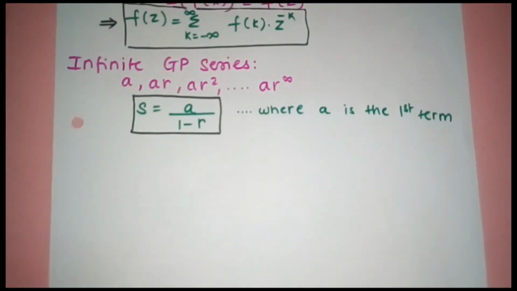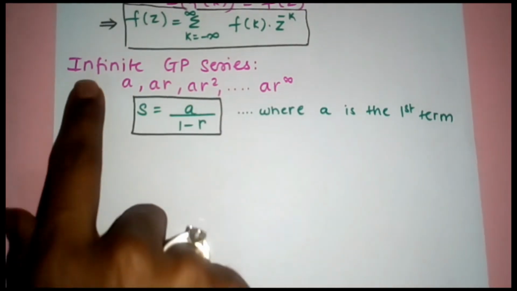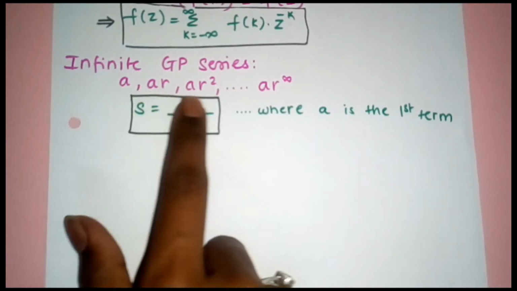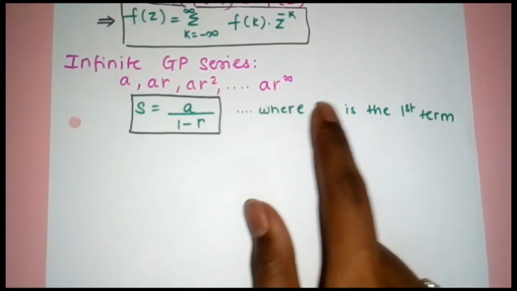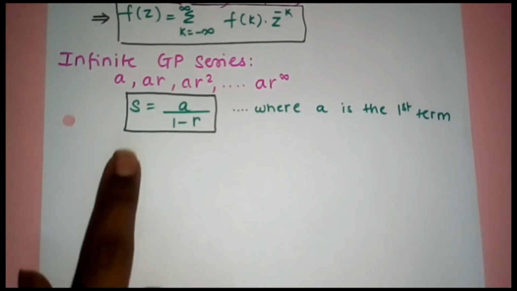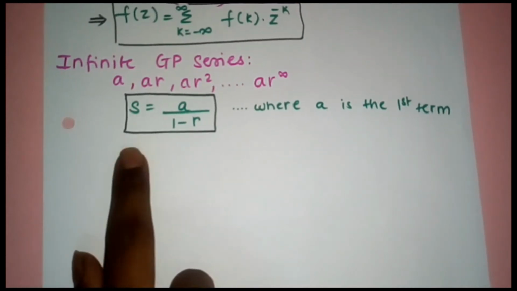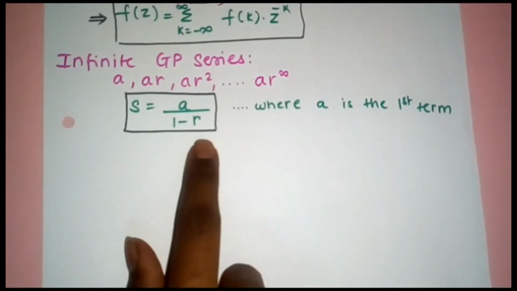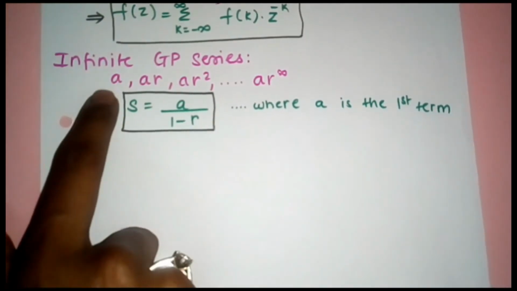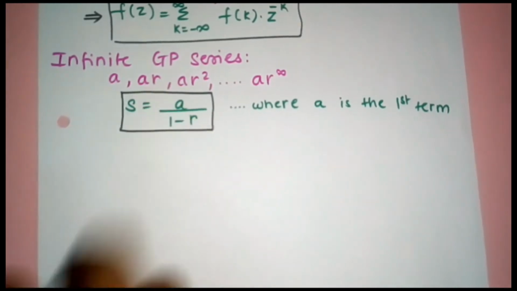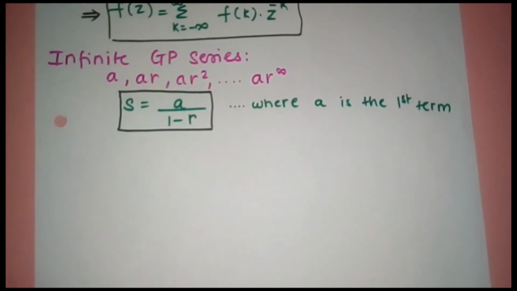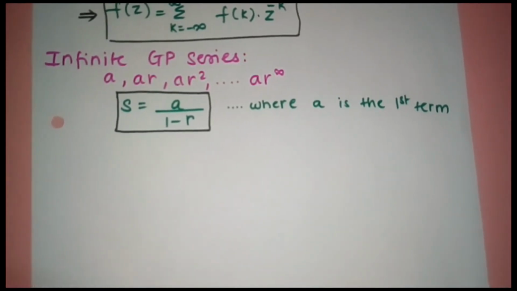Now after the standard form of Z transform, we will be looking into the infinite GP series. Now when we have a, a r, a r square, up to a r raised to infinity, such a kind of series, then we have a direct formula where S is equal to A upon 1 minus r. A is the first term of the series. So this is called the infinite GP sum. All this we will be using in the upcoming sums. Please write all these formulas down so that you do not forget them.